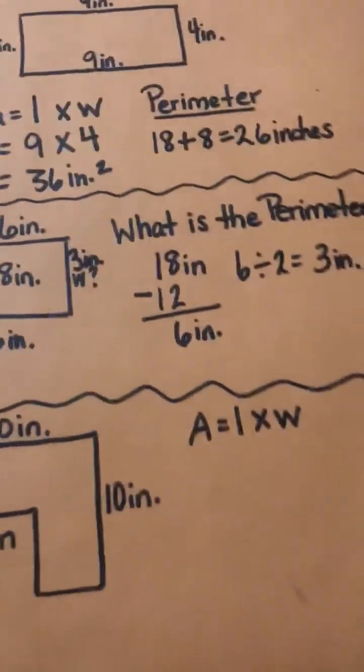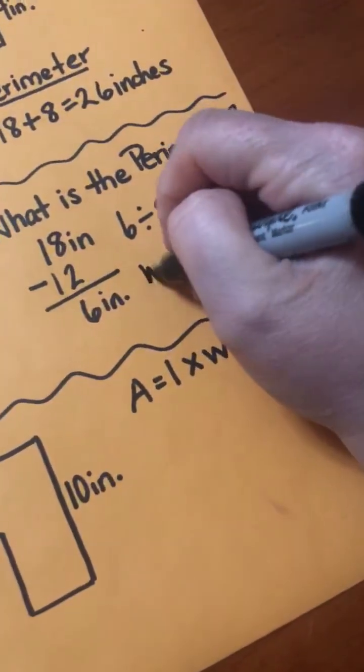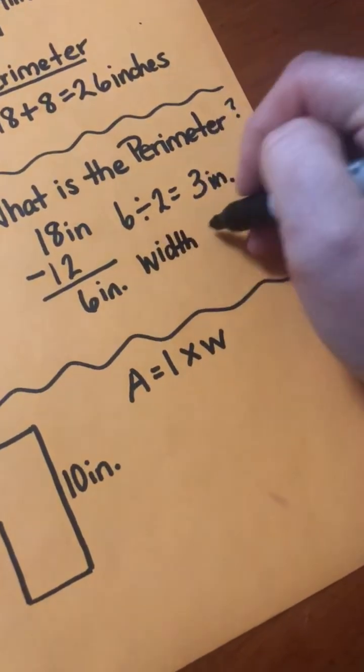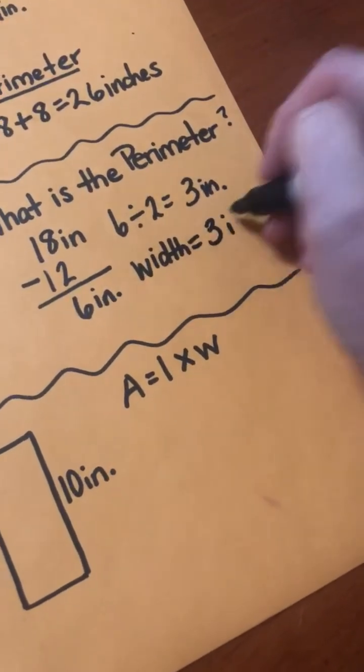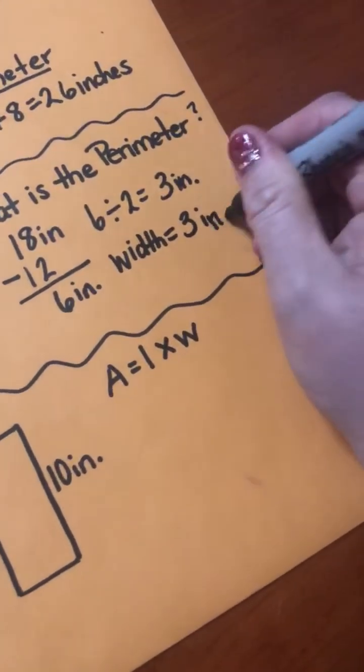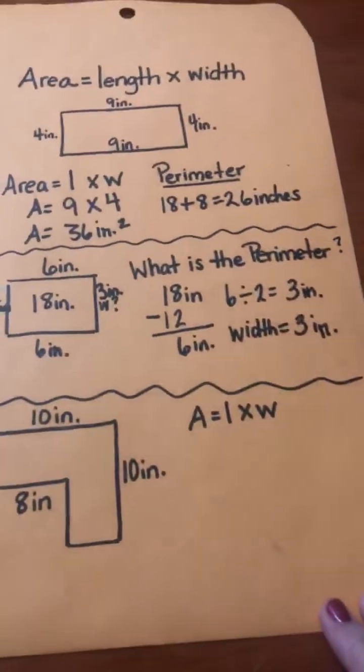So that side is 3 inches. So the final answer is the width of our shape is 3 inches. So there you go.